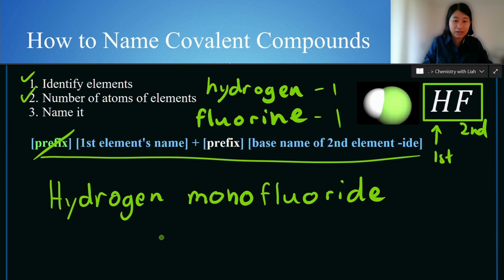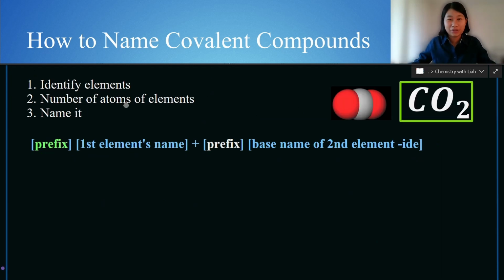You might also see this as hydrogen fluoride because it is assumed that there is 1 because H has a +1 charge and fluorine has a -1 charge. So they might cut out this part as well. Now let's do another example.